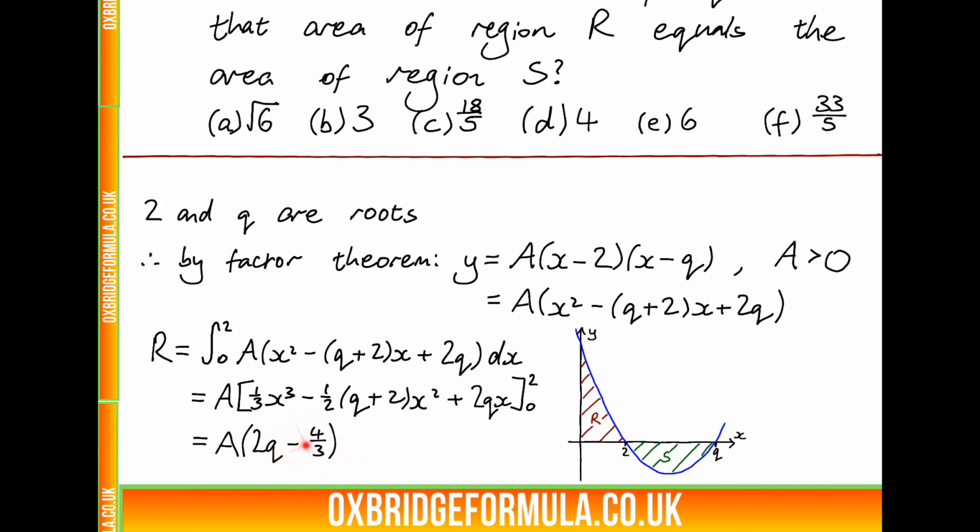So now we want to find the value of q such that the area of region R equals the area of region S. So we want the area of region S to also equal this value. The next thing we're going to do is find the area of region S in terms of q. So let's move on to a new page and do that.